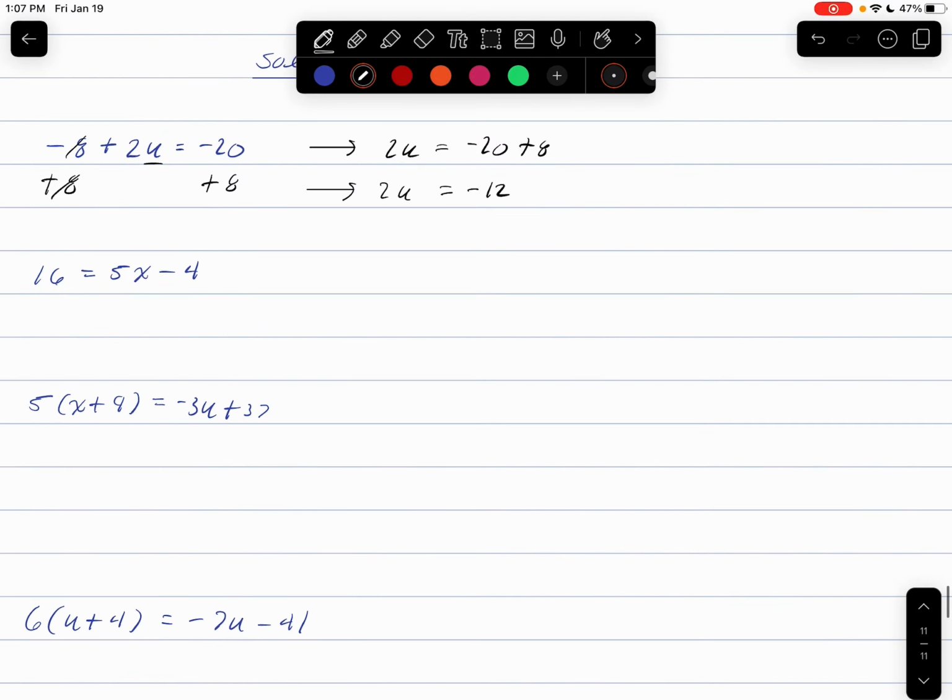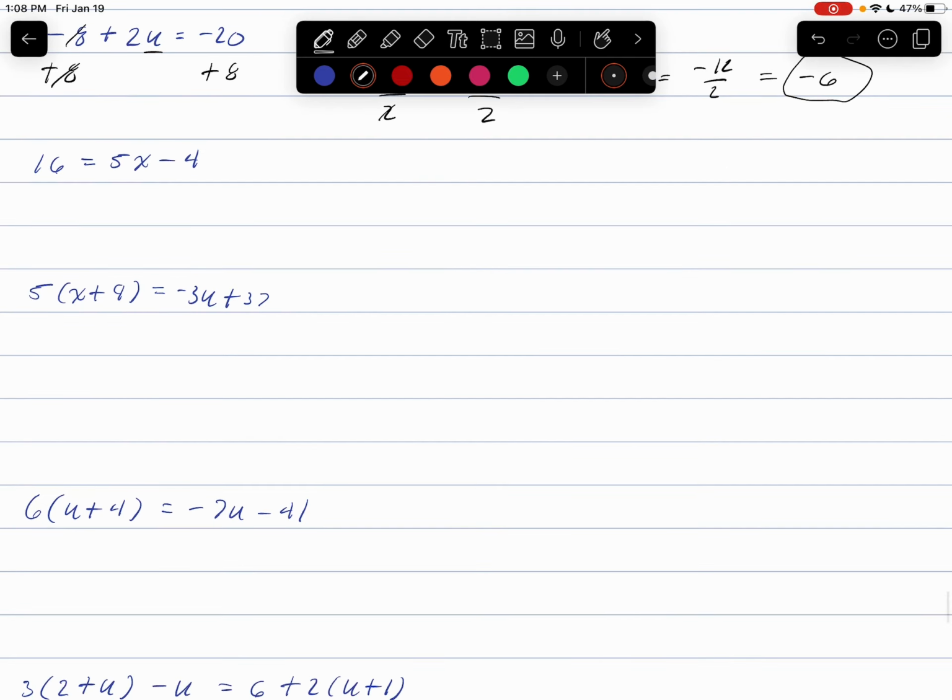Okay, we're almost there. Now we need to see if we can do one more step to isolate u by itself. So we're going to divide both sides by 2. So if we divide both sides by 2, this is going to allow us to cancel the 2's here. And we're going to end up with u is equal to -12 divided by 2. But -12 divided by 2 is just -6. So our final answer is going to be -6.